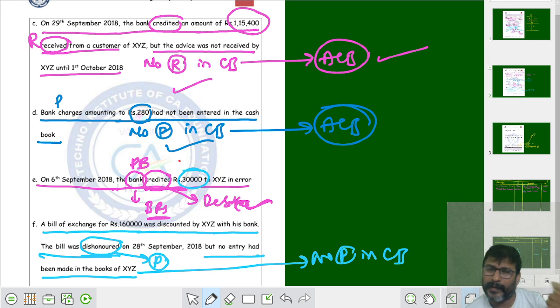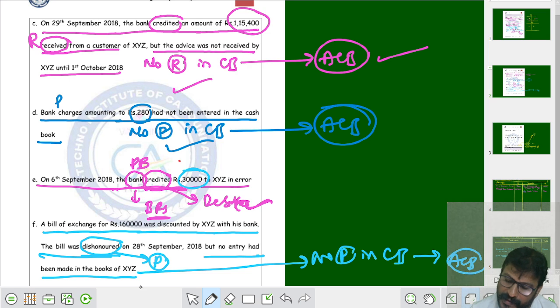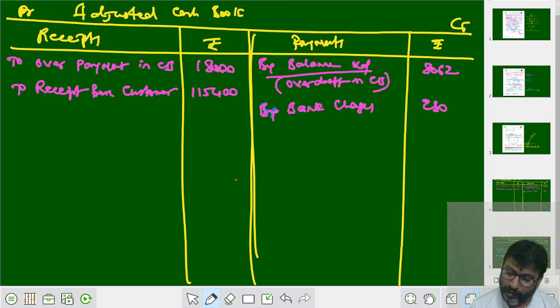Because it is entered in the passbook. Dishonor entered in passbook. Because who had a right to dishonor the check? Who had a right to dishonor the bill? It is the banker, they have a right to dishonor the bill. Fine, it is entered in the passbook, but not recorded in the books of XYZ, means not entered in the cash book. No payment in cash book. When there is no payment in cash book, where does it come? ACB. What side do we have to take? On the payment side. On the payment side, what do we have to write?